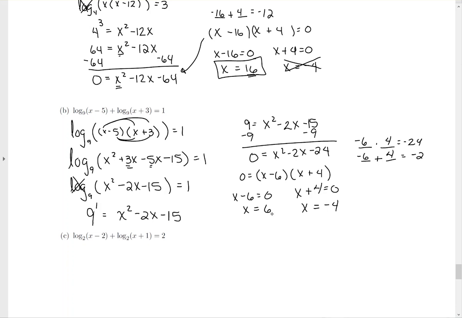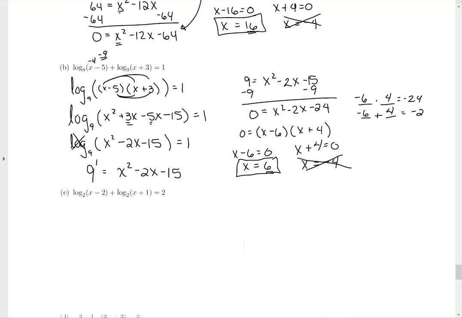And again, taking your number 6, 6 minus 5 is 1. 1 is positive. 6 plus 3 is 9. 9 is positive. So 6 is good. If I plug in the negative 4 though, negative 4 minus 5, the end result is a negative 9. I can't have a negative argument, so negative 4 is canceled out. The only solution is x equals 6.